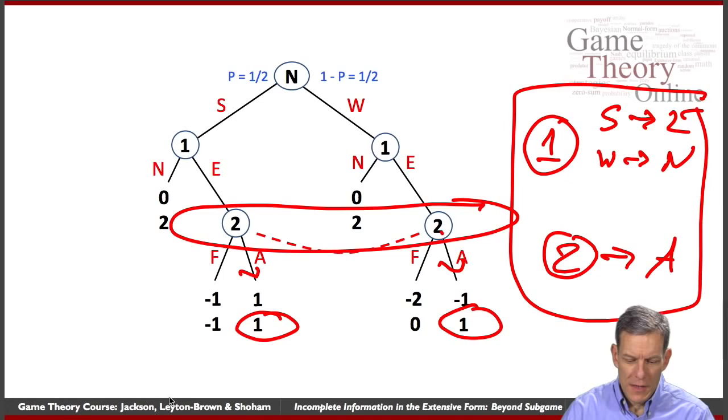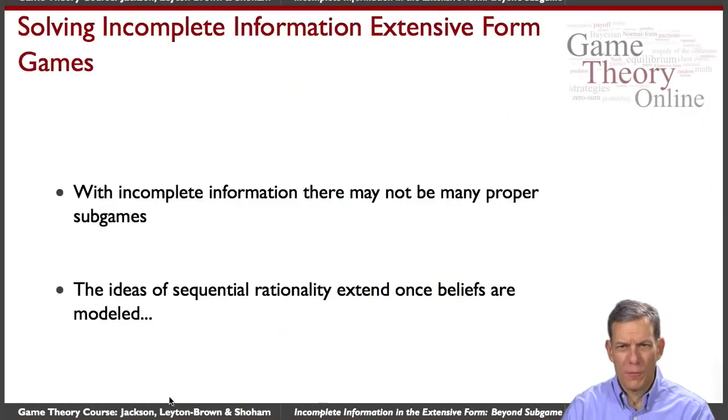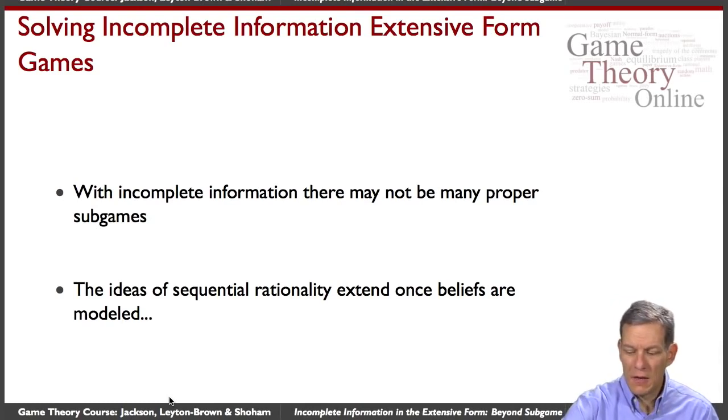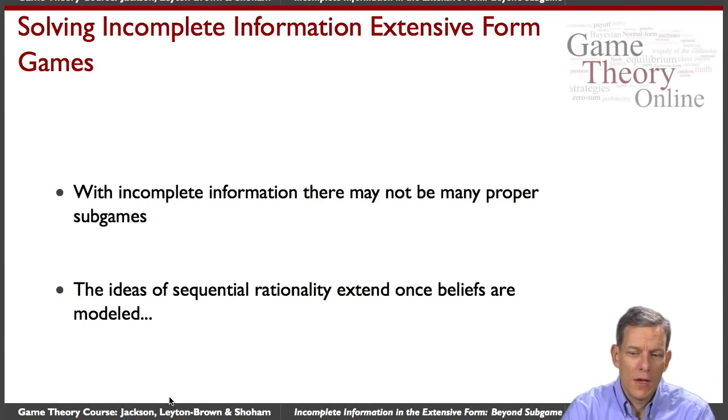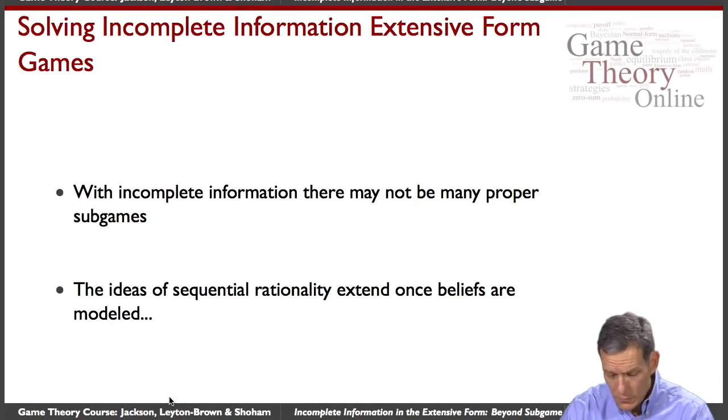Okay, so this ends up making a lot of predictions in these kinds of games. And the challenges here we see with incomplete information, there may not be proper subgames. The ideas of sequential rationality can be extended, but they require extra layers of solution concepts. And once we do this, we're also layering on a lot more than we had before. And we've seen subgame perfection already can be quite demanding of players. Here now they also have to be very good at inferring things based on where they are.